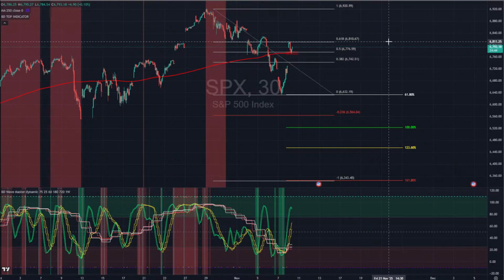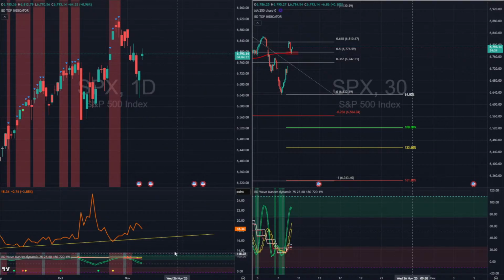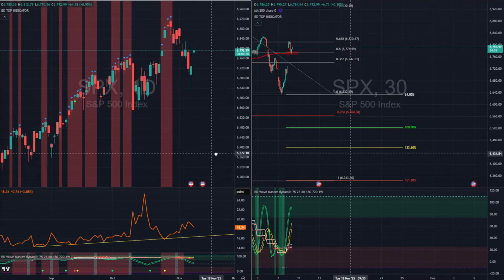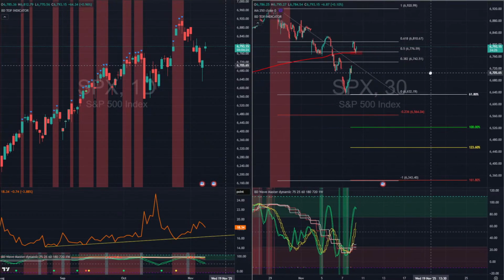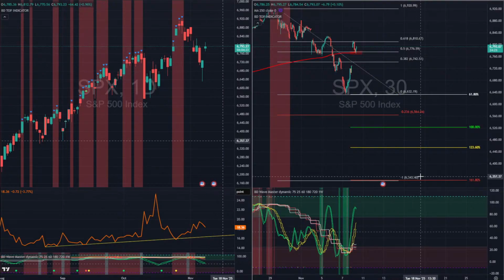But so long as we stay below the 618, and especially if we get back below this 250 simple moving average on the 30-minute time frame, the divergence that we have created on the VIX compared to the S&P 500 creating again new highs, I think that we have a recipe that we can come back down here to the 6350, 6400 area.